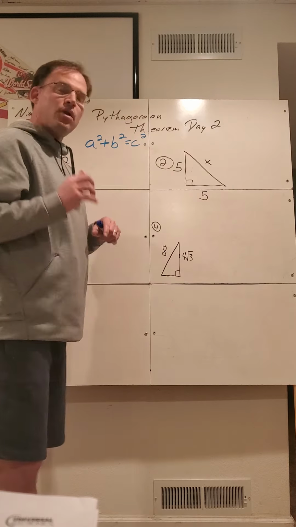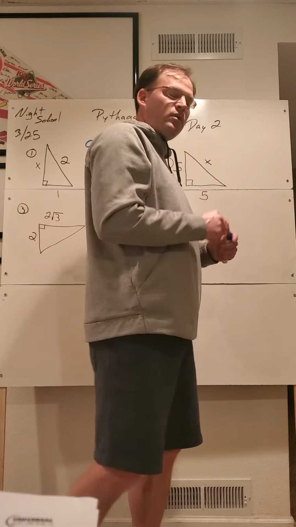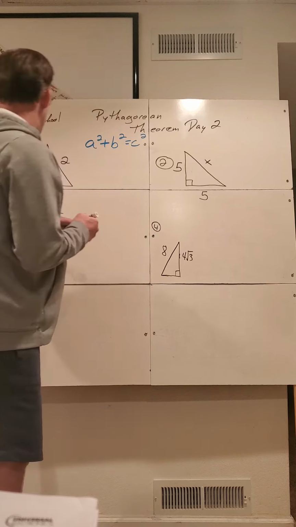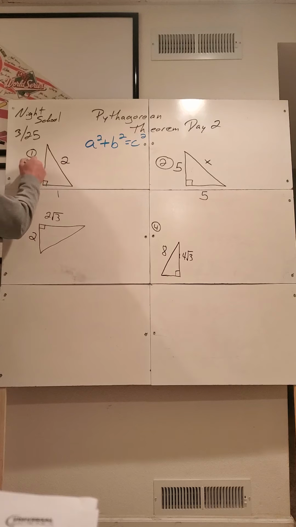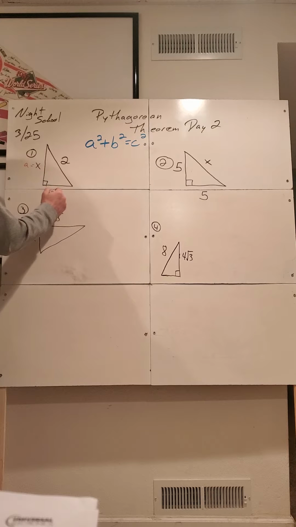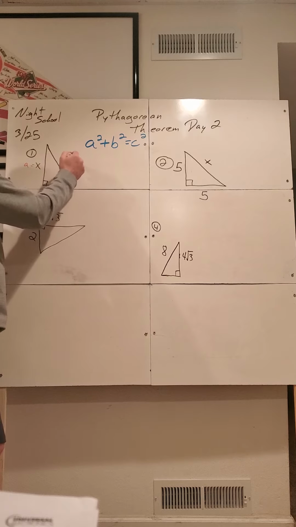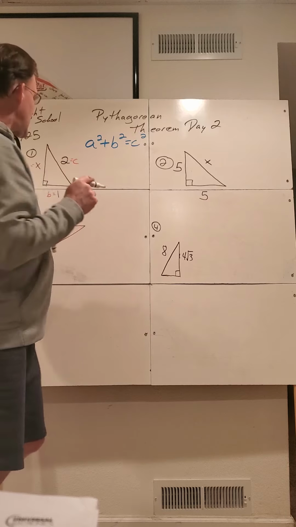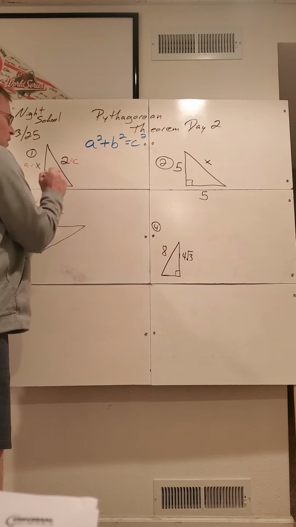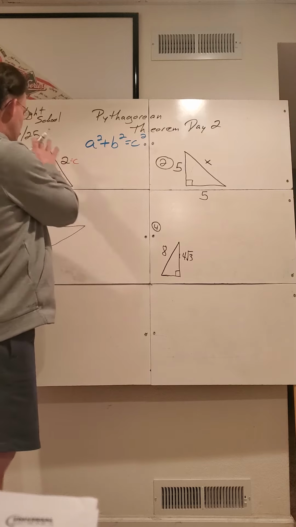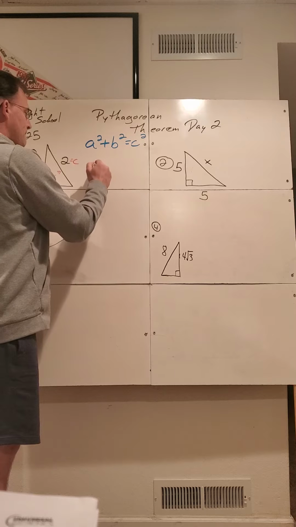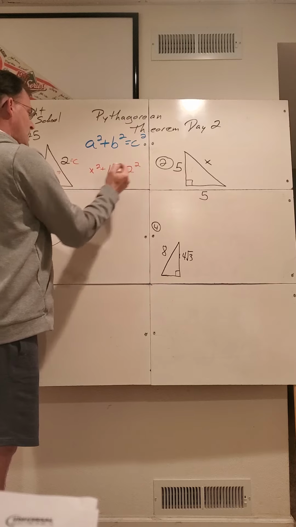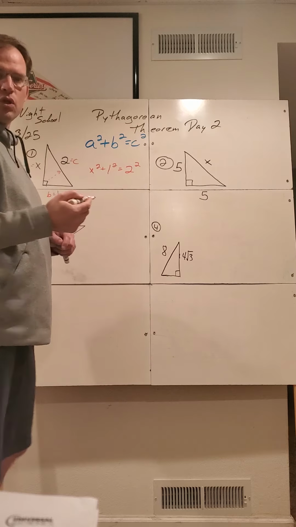These are going to be a little bit harder versions of the ones that we did on Monday. So that's why it's important for you to watch that video first. So here we go. Number 1, again, A and B, you could switch those up. That doesn't matter. This is the important one, the hypotenuse. It's opposite of the right angle. So I'm going to set up my Pythagorean theorem. X squared plus 1 squared equals 2 squared.